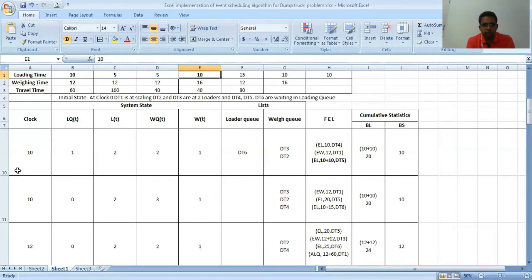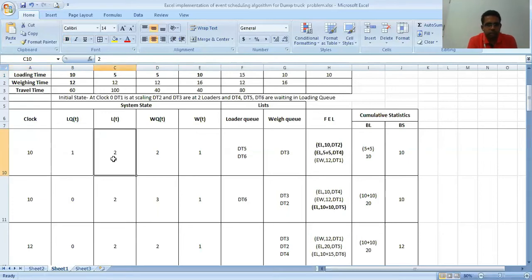Till clock time 10, both the loaders were busy as L of t is 2 only. Therefore, you have to go for 10 plus 10, that is 20, which is going to be the total time the loaders were busy. BS is representing the scaling busy time. Therefore, it's going to be 10 only because we are having only one weighing machine.